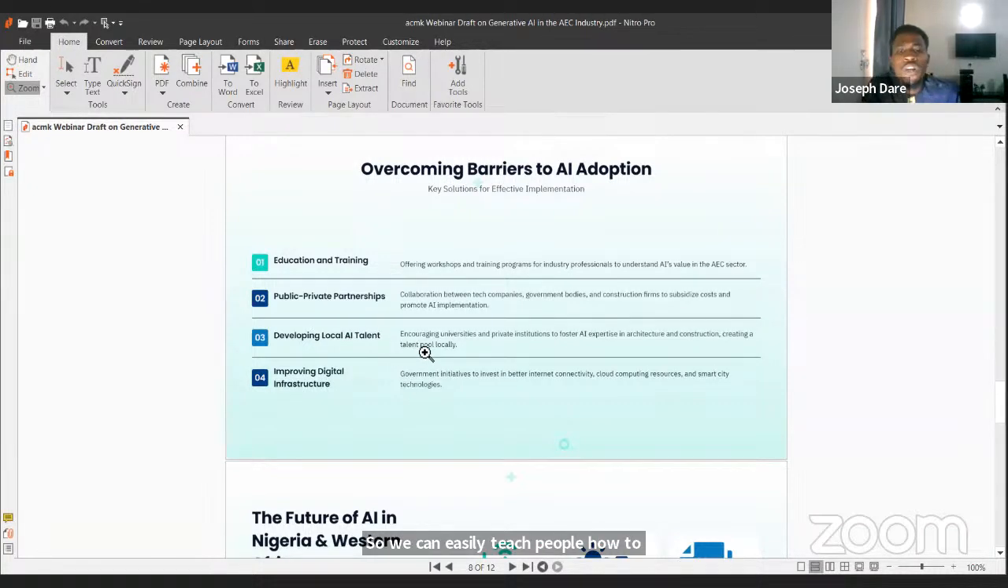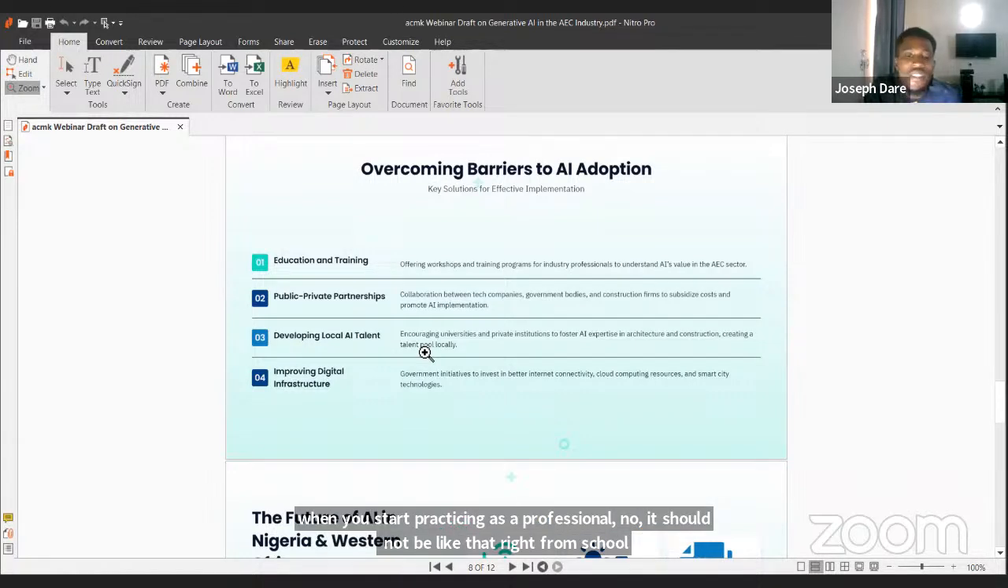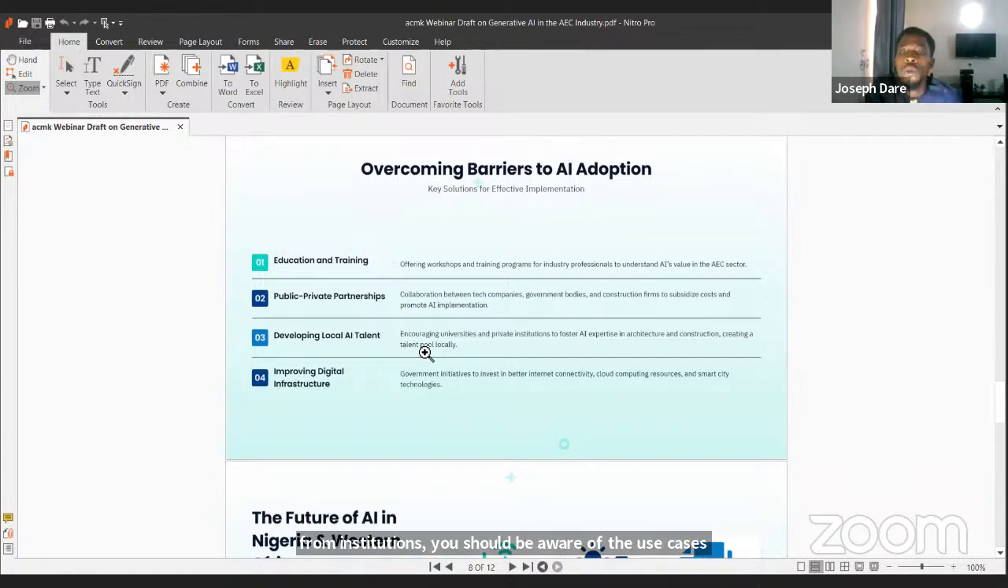Another thing is that we have to encourage federal government universities here and private institutions to foster AI expertise in architecture. Right from school, students need to be introduced to how to use AI. It should not be until you get to the employed labor sector, or when you start practicing as a professional. No, it should not be like that. Right from school, you should be aware of the use cases of AI and be able to maneuver your way with it.